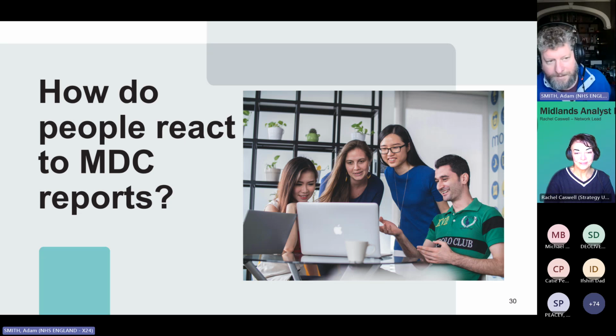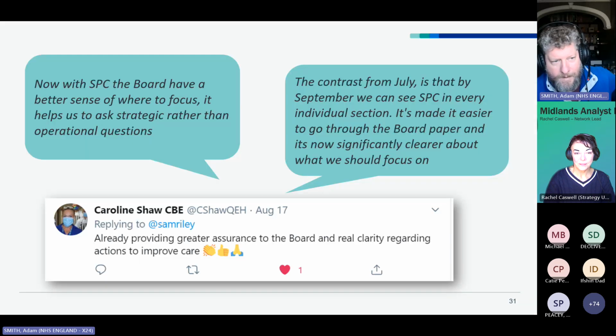So now we're into Sam's particular section of this presentation. I'm sure you'll see the difference. So how do people react to making data count reports? So they might be shocked at first, and then they might be happy because they've managed to change their reporting. So lots of smiley faces.